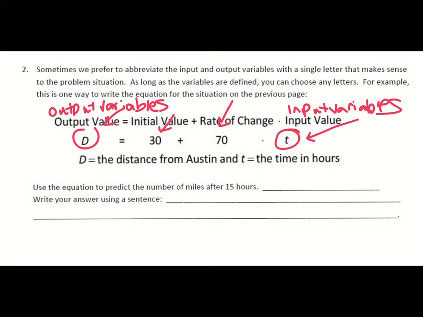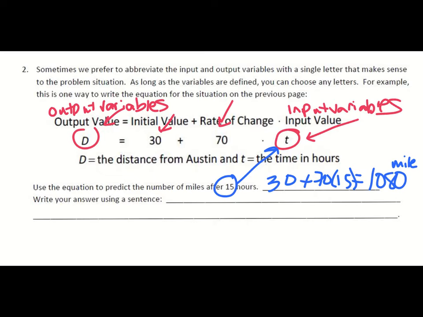It says sometimes we abbreviate input and output variables with a single letter that makes sense in the problem. As long as the variables are defined, you can choose any letter. For example, one way is to write the equation as a D and a T. So it says write the equation to predict the number of miles after 15 hours. All they want you to do is plug in 15 for T. So you would do 30 plus 70 times 15, and that's going to give you 1,080 miles.